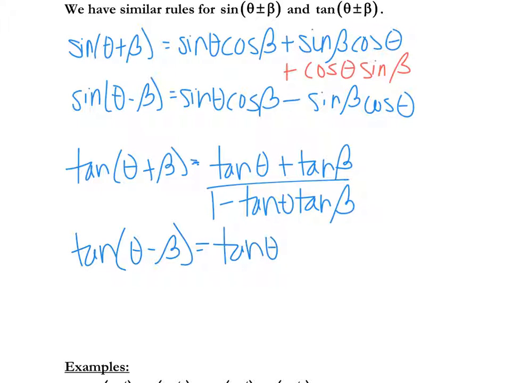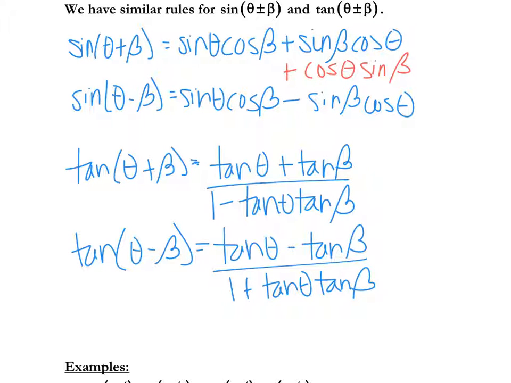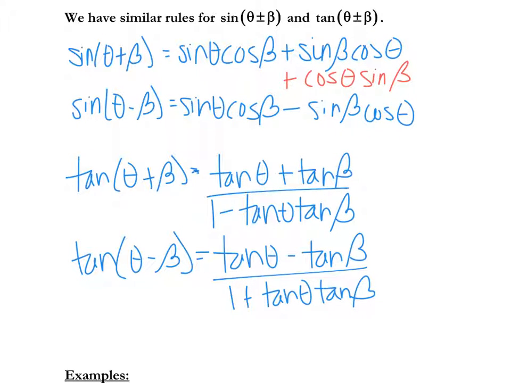So for the difference, it's tangent theta minus tangent beta all over 1 plus tangent theta tangent beta. Notice for this identity, same sign in the numerator, opposite sign in the denominator. Once again, same sign, opposite sign. See how the signs are the same? And then for cosine, they were opposite of each other.